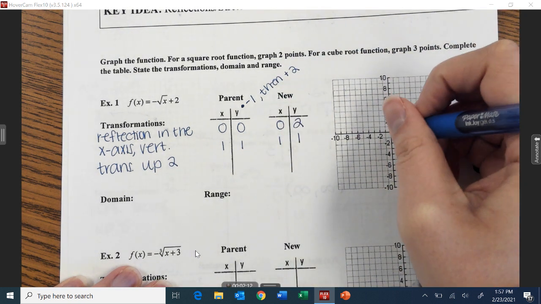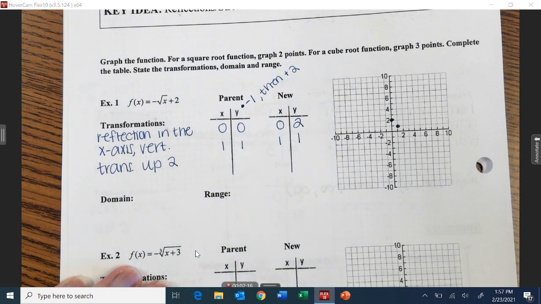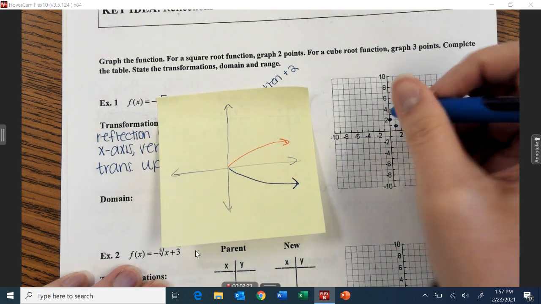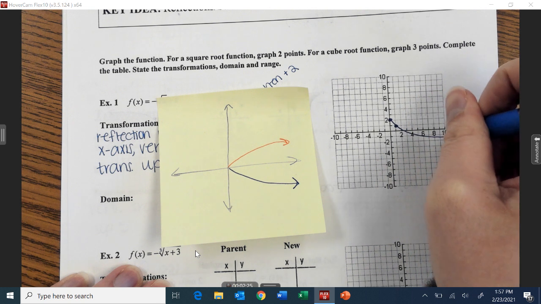And we can plot our new values, 0, 2, and 1, 1. Remember, we're focusing on the reflected square root function. So instead of going up and to the right, we're going to be going down and to the right.